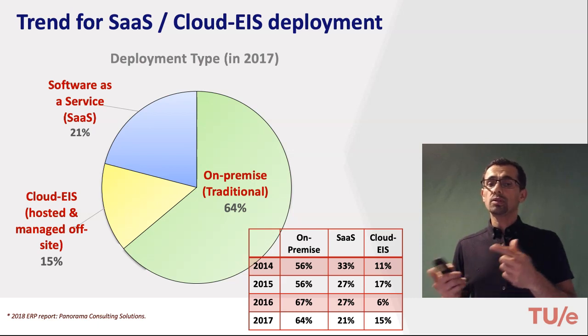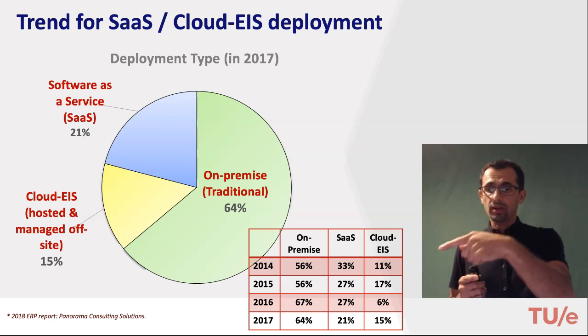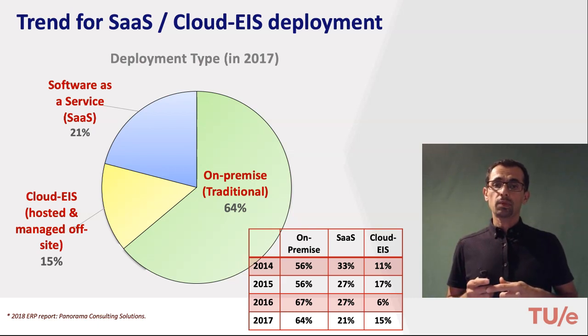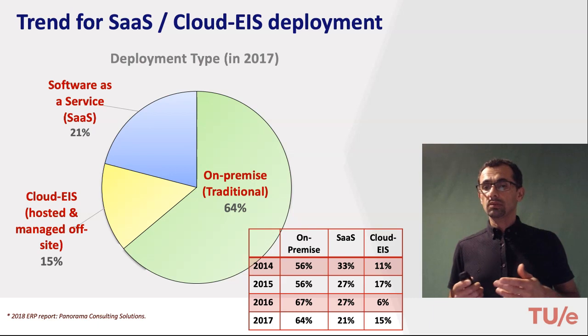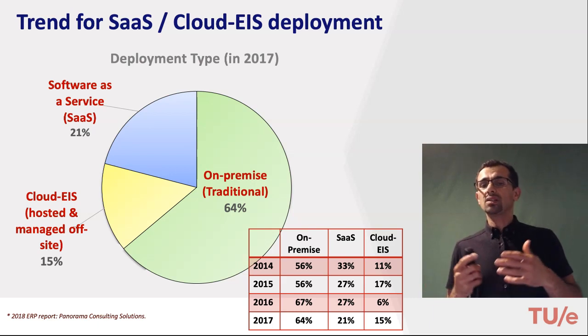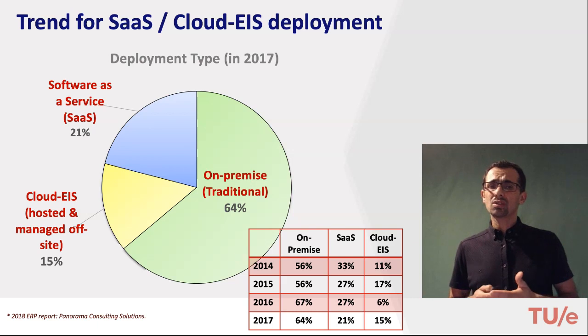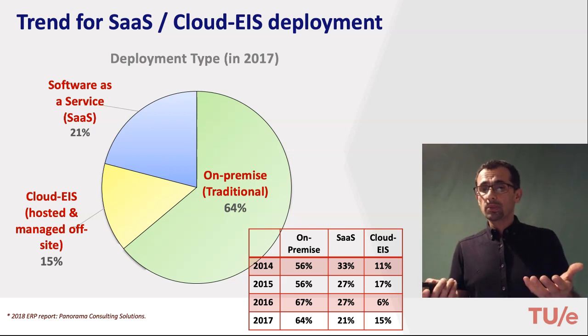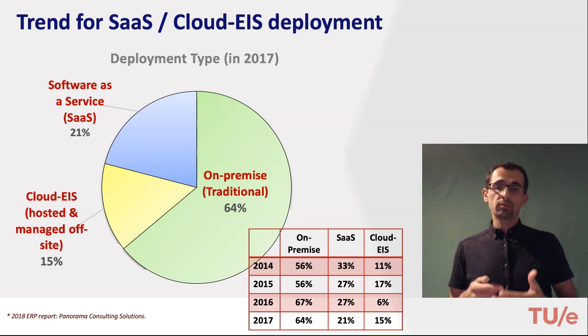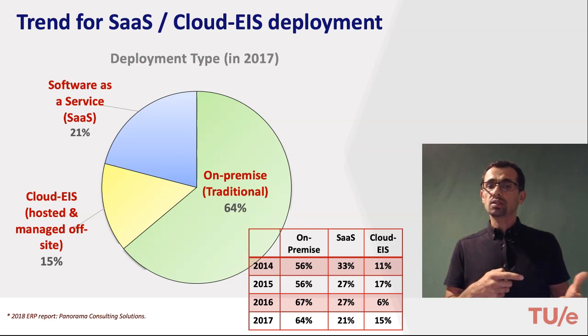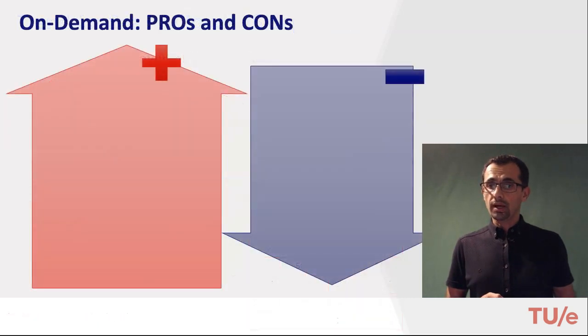Now this figure shows the percentage over the years, and I would say surprisingly the SaaS option is not gaining more ground, and probably the same can be said for the cloud enterprise system, which means the on-premise traditional option is still the dominant one, and we can ask why, and perhaps it would become clearer when we discuss the pros and cons of on-demand approaches, which we're going to do now.